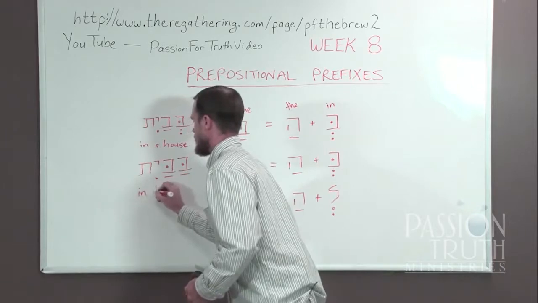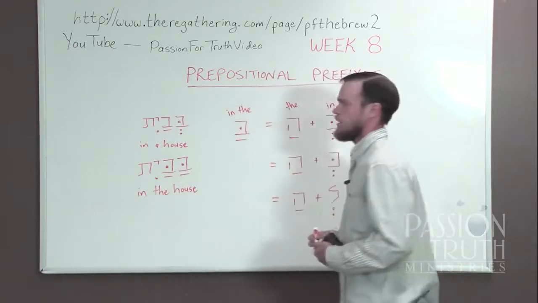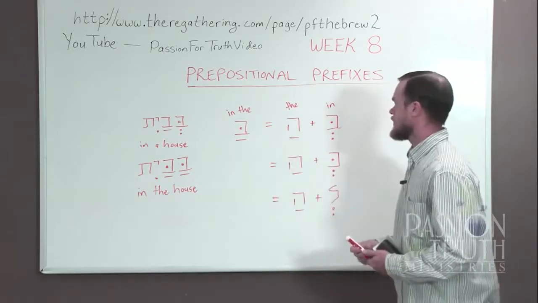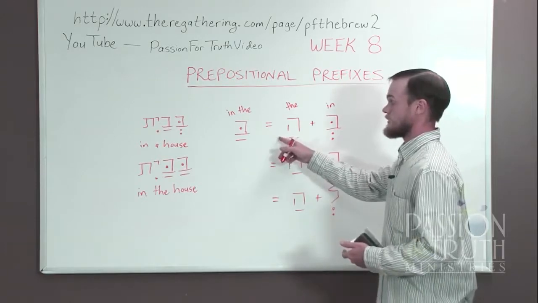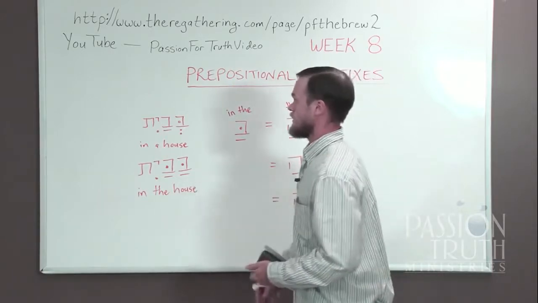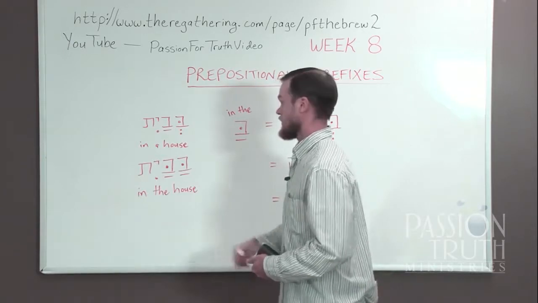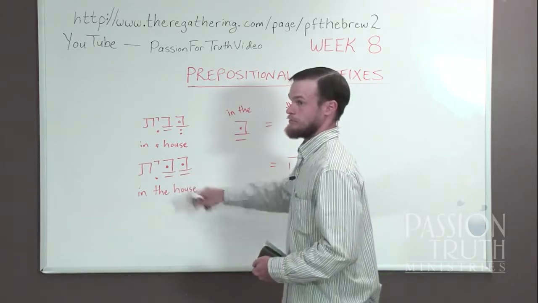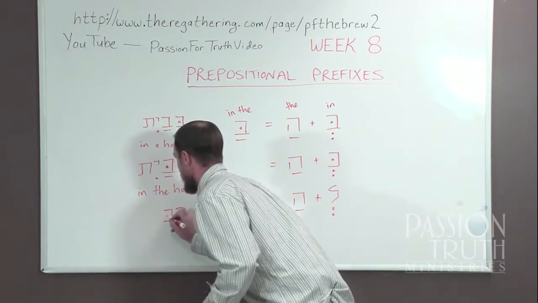Okay, in the house. And another thing you'll notice here, the rule with the hey, with the definite article, is that the letter immediately following the definite article takes a dagesh. That carries through when these two are combined as well. So you'll see in a house, this first bet on bayit has lost its dagesh. But in the house, here it is because it follows the definite article. Okay, because ha bayit on its own, just the house, would have a dagesh.